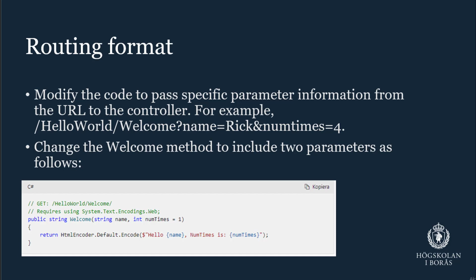And then within our action we simply do a return HtmlEncoder.Default and encode this string. The HtmlEncoder.Default.Encode method allows us to pass values more securely to our view. But simply here we are passing a string that says hello, the name, which is the input variable in our action, and the number of times, which has a value as an integer.